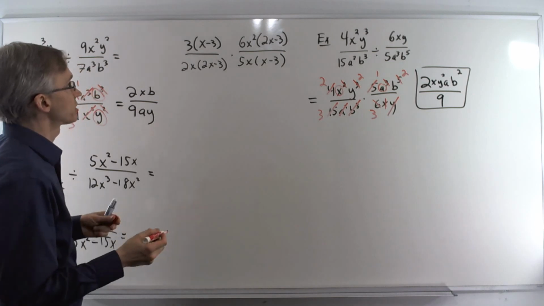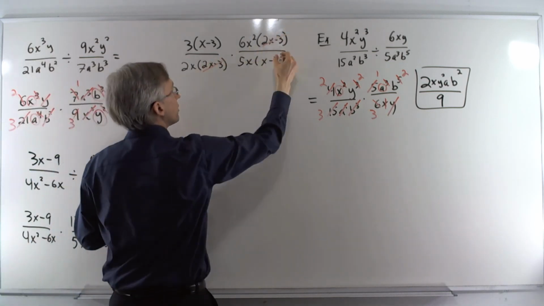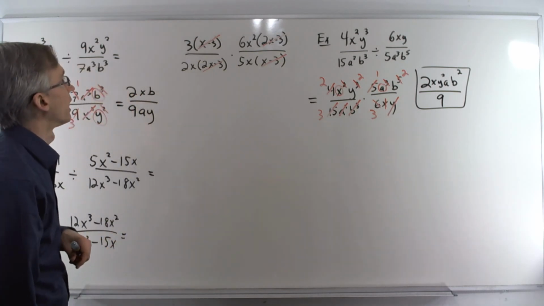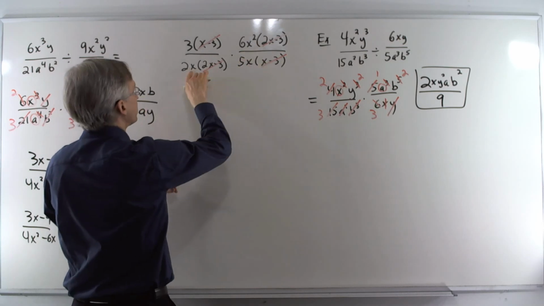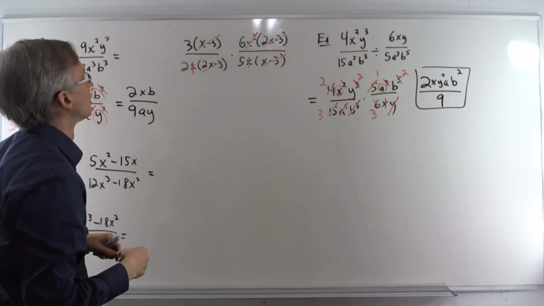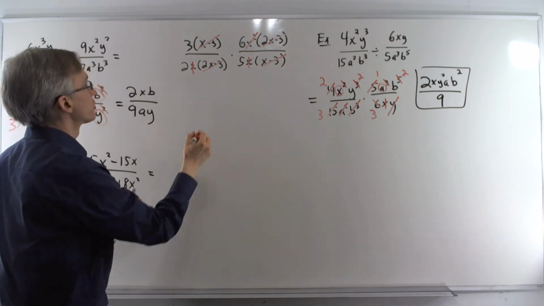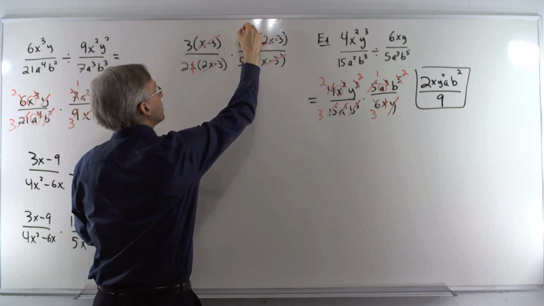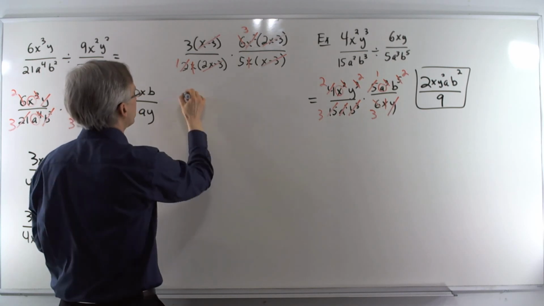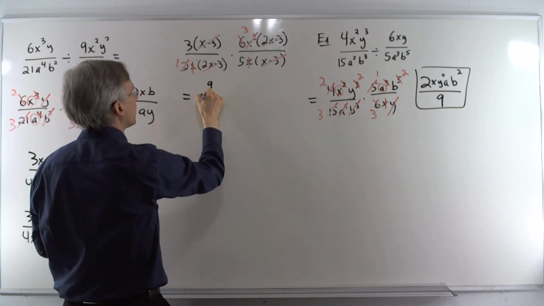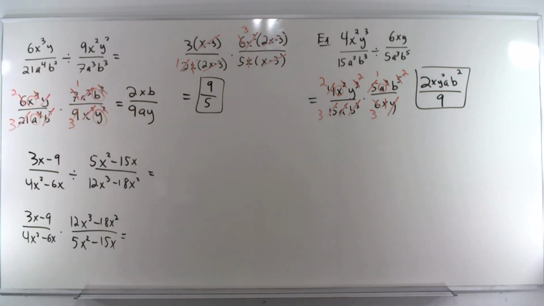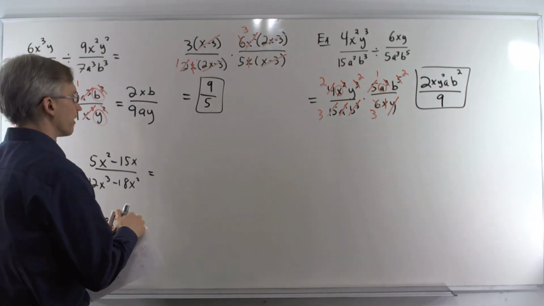Now we got some things that are matching, so we can cancel those, cancel those. We've got 2 x's on top and a total of 2 x's on the bottom, so those all cancel. Now we've got 6 over 2, so that reduces to 3 over 1. So what do we have left here? We've got 3 times 3 is 9 on top, 1 times 5, 5 on the bottom. 9/5. Return number 11.